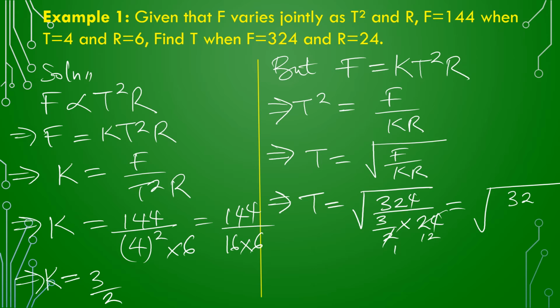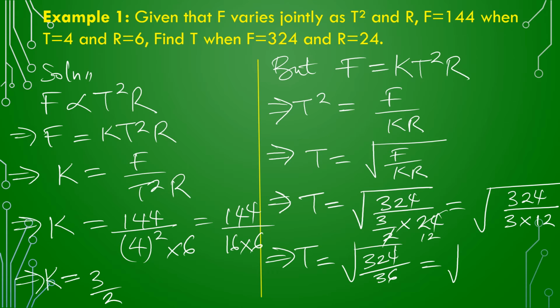You have 324 over 3 times 12. From here, we have our t equal to 324 divided by 36. This is equal to the square root of 36: 1, 36; 9. We have the square root of 9. Therefore, our t is equal to 3. So this is the answer.